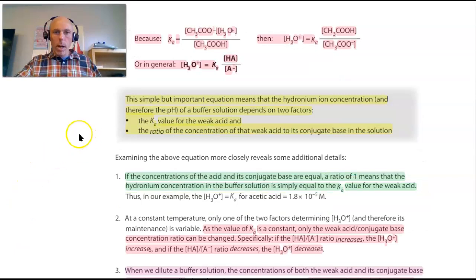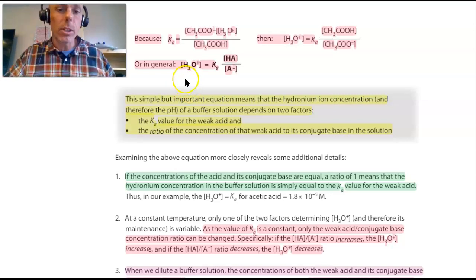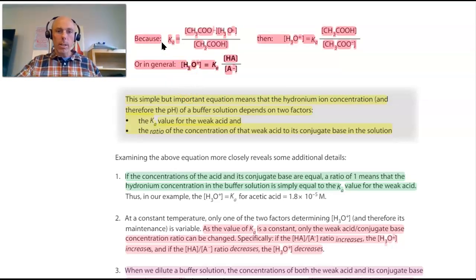All right, we're now going to derive a really important equation for you, which later will be turned into another even more important equation called the Henderson-Hasselbalch. So we're looking at the section in pink here, and it reminds us that the Ka of a weak acid is equal to that weak acid's conjugate base times hydronium over the undissociated weak acid.